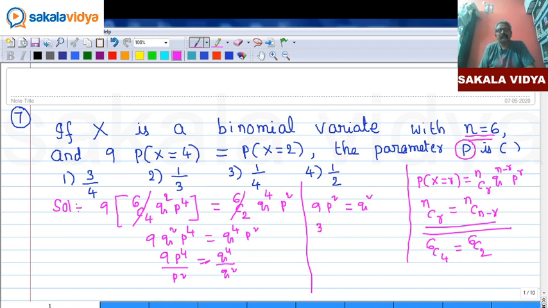Taking square root, 3p is equal to q. Q is nothing but 1 minus p. Bring minus p this side. 4p is equal to 1, p is equal to 1 by 4. That means third option is the right option. See, in order to solve this problem, we need the knowledge of binomial theorem also. Even binomial theorem can be applied.